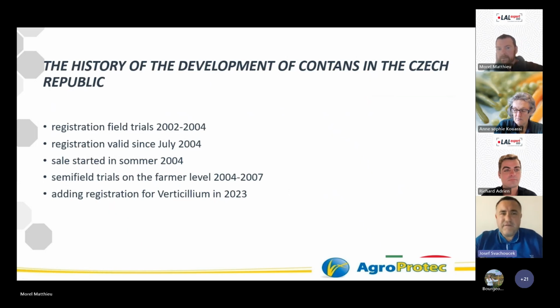Our history of the development of Contans in the Czech Republic. We started with registration field trials from 2002 to 2004, and registration was valid since July 2004. We started sales in summer 2004, and we continued with semi-field trials at the farmer level from 2004 to 2007. And something from recent history: adding registration for verticillium in 2024.